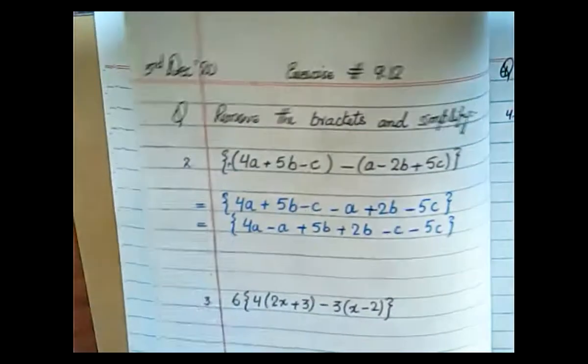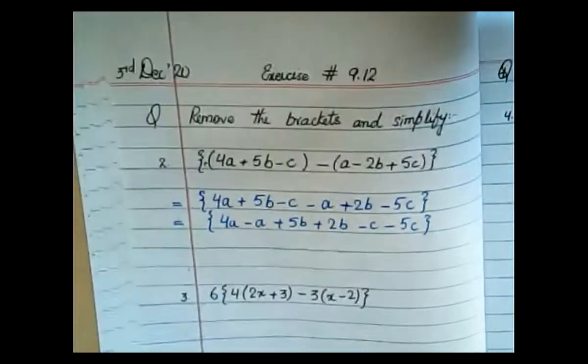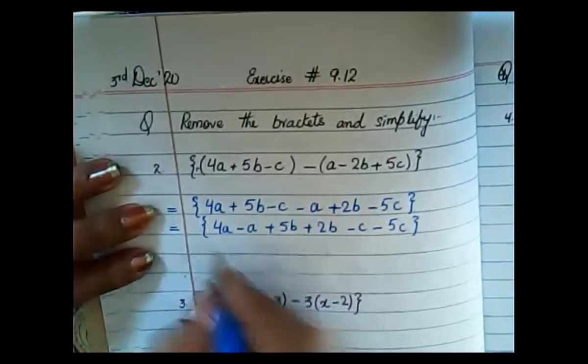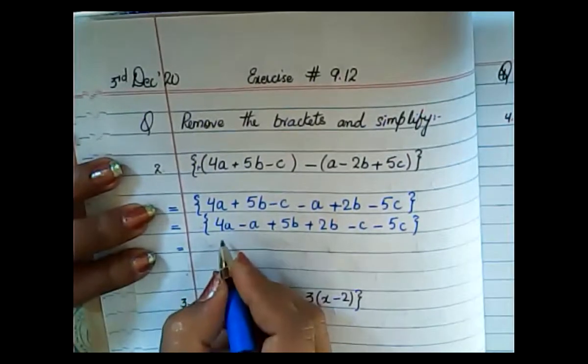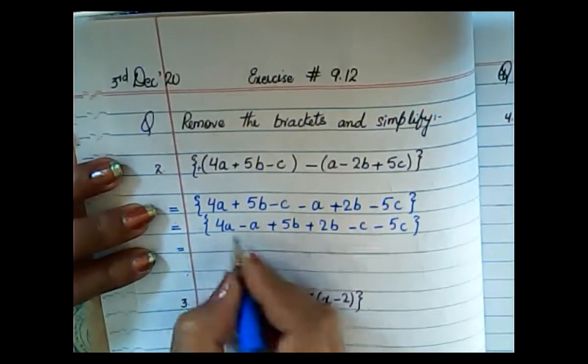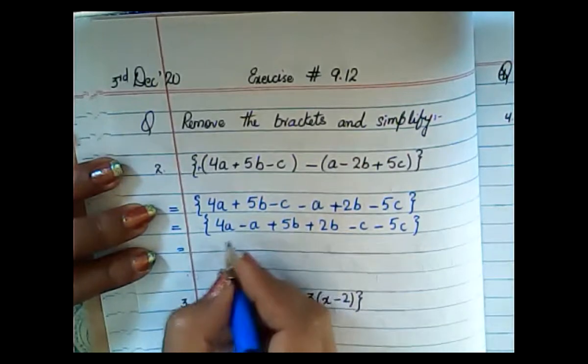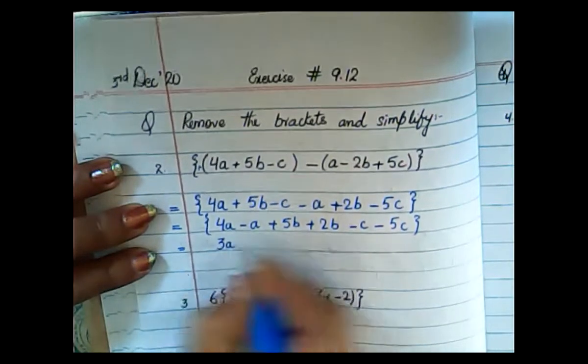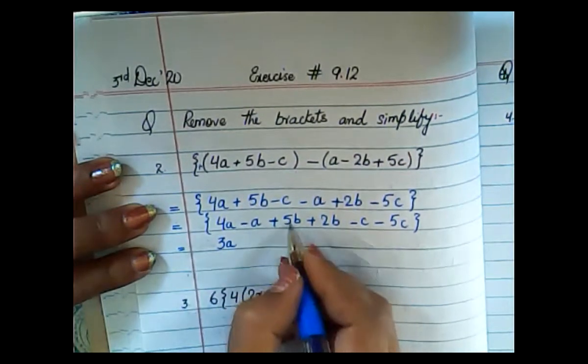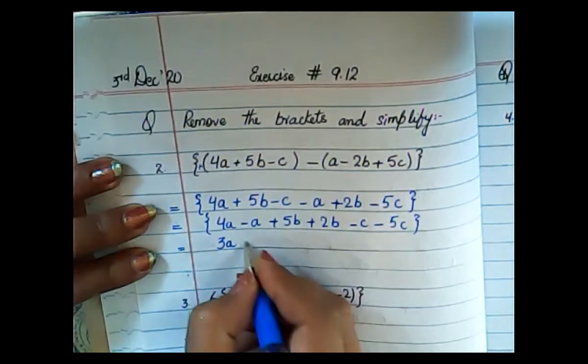Now we are going to solve it. So please tell me, how will you solve it? What will be the answer? Now I'm going to simplify it, so no need to write the brackets here because it has a plus sign. So simply 4a minus a, what will it be? 3a. Plus 5b plus 2b, what will be your answer?